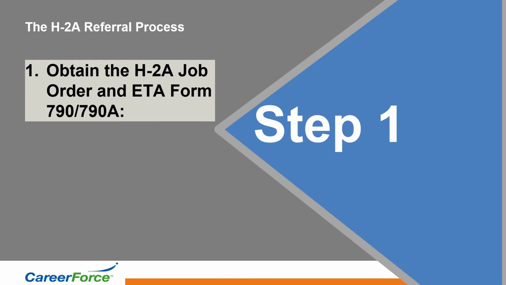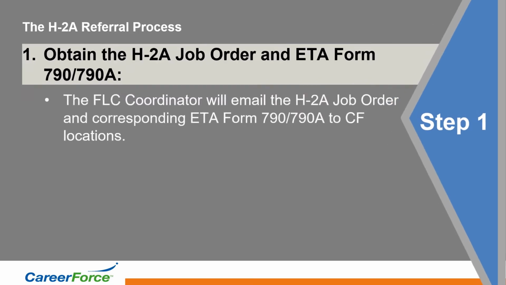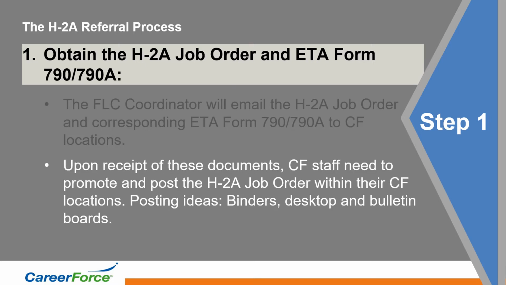1. Obtain the H-2A job order and the ETA form 790-790A. The FLC coordinator will email the H-2A job order and corresponding ETA form 790-790A to CF locations. Upon receipt of these documents, CF staff need to promote and post the H-2A job order within their CF locations. Posting ideas: create binders, put the job order on the desktop, and use the bulletin boards.